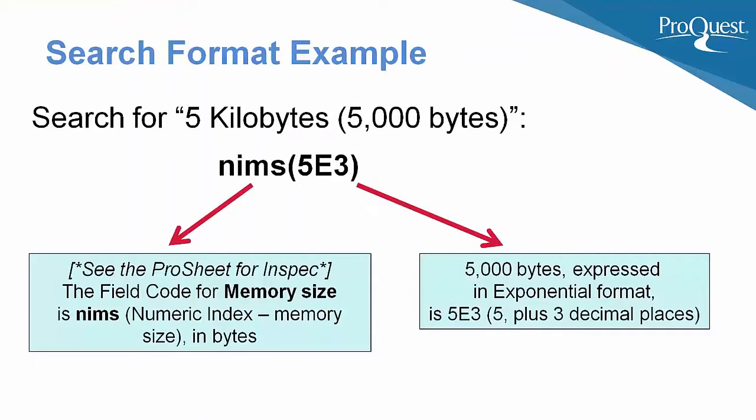and take a look at our first example of this format. Here we're going to be looking for 5 kilobytes. And as you probably know, 5 kilobytes is 5,000 bytes. And what the ProSheet tells us is that to search for this unit of what's called memory size, you'd use the NIMS field, numeric index memory size. And inside that field, you're searching for 5E3. That would be the number 5 plus 3 decimal places, 5,000, 5 plus 3 zeros, 5E3. So that is how you would do that search in exponential format.